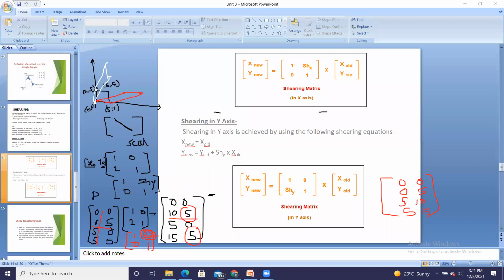Now all of you are getting about shearing along X and shearing along Y. Yes, students. Is there any difficulty? Shearing operation? No, no. Okay, girls, all of you clear with it?